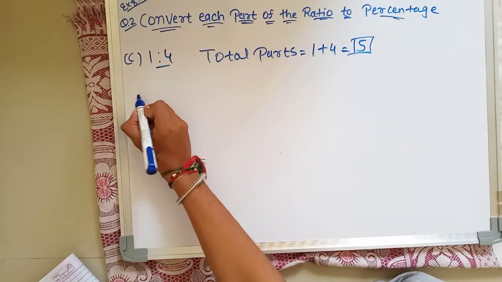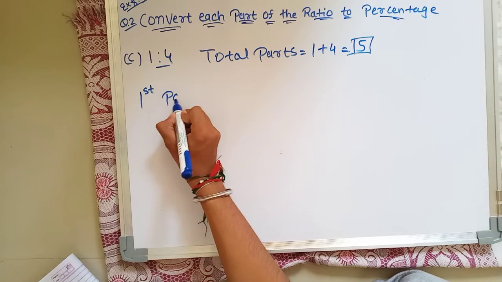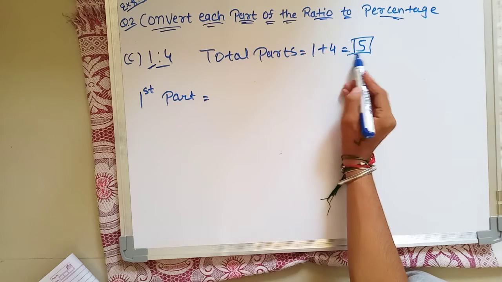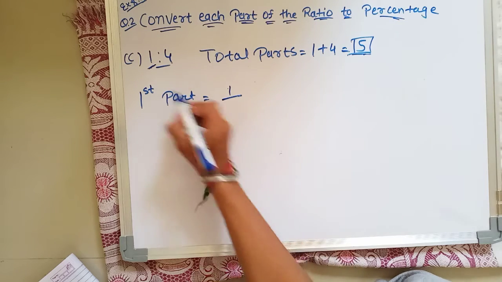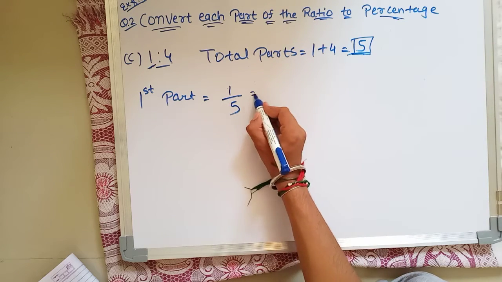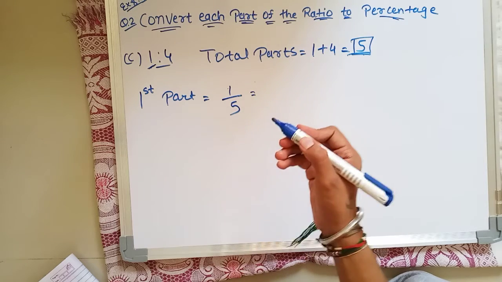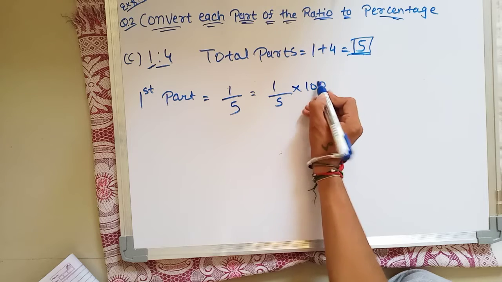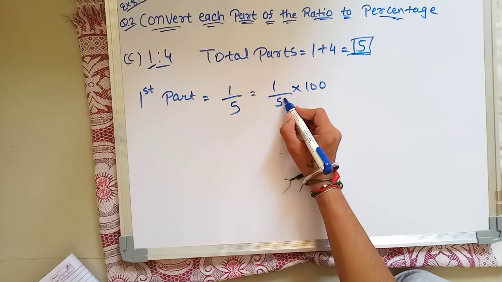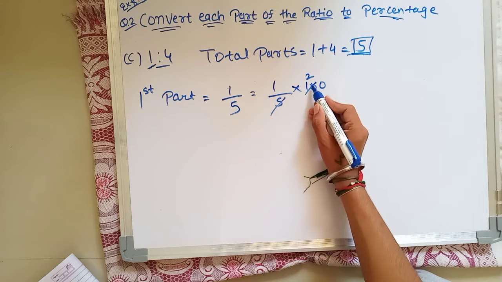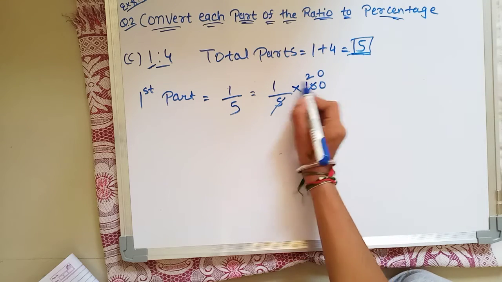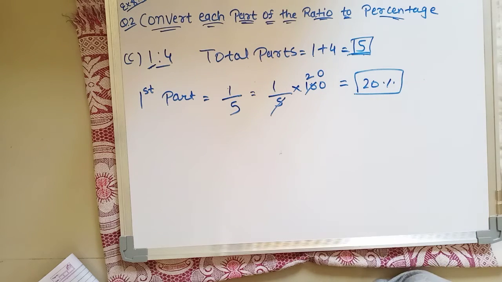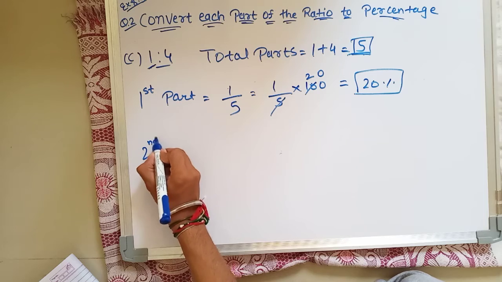We have to find the first part. In the first part we have to divide this one by the total parts. So 1 divided by the total parts 5. We have to convert it into percentage, so we multiply by 100. 1 divided by 5 multiplied by 100. 5 times 2 is 10, this 0 will cancel, so 5 times 20 is 100, so 1 times 20 is 20. So this will become 20%. Okay, let's see the second part.